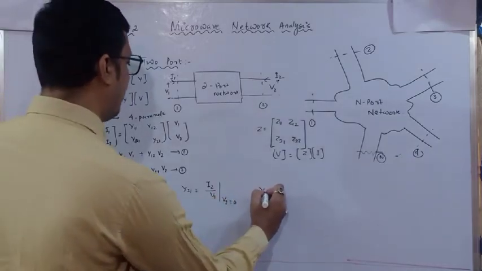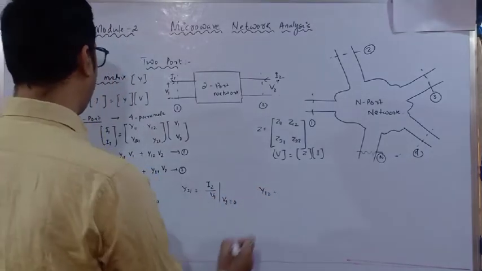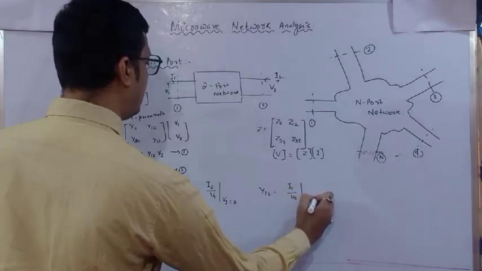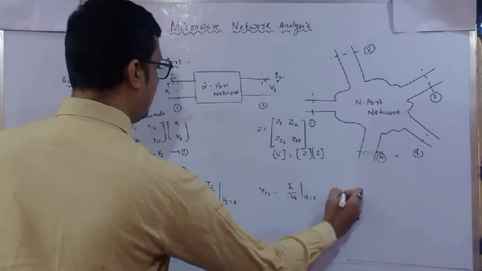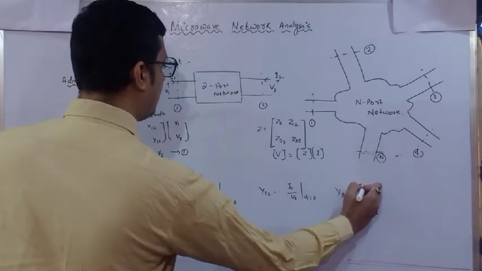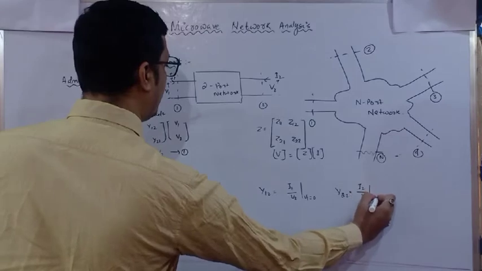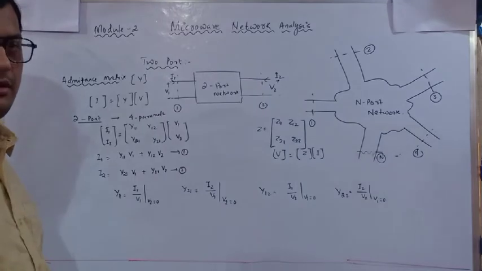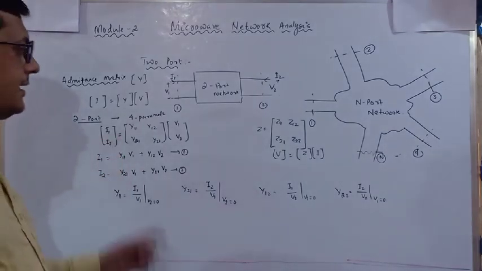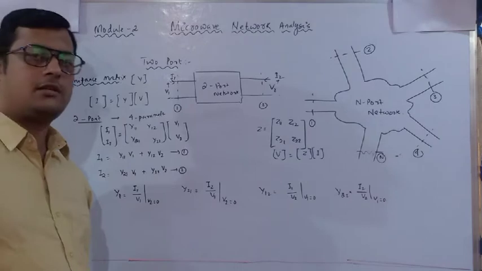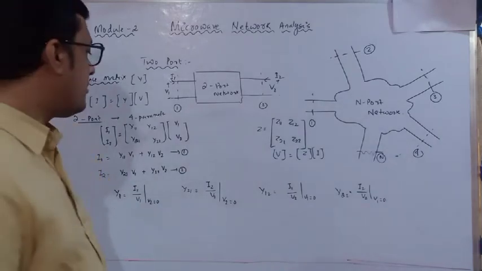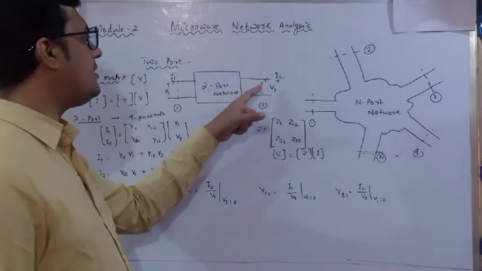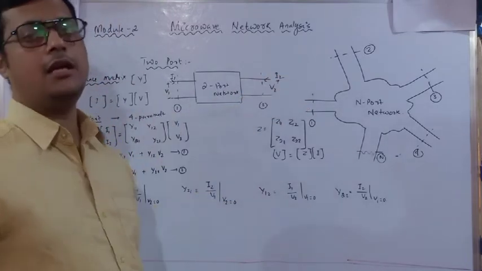Similarly, Y12 equals I1 by V2 with V1 equal to 0, and Y22 equals I2 by V2 with V1 equal to 0. So these are the four parameters for admittance. Why are there 4 parameters? Because a maximum of 4 possible combinations can be discussed. So there are two admittances and two transfer admittances. Transfer admittance means the relationship of one port with respect to the other port.